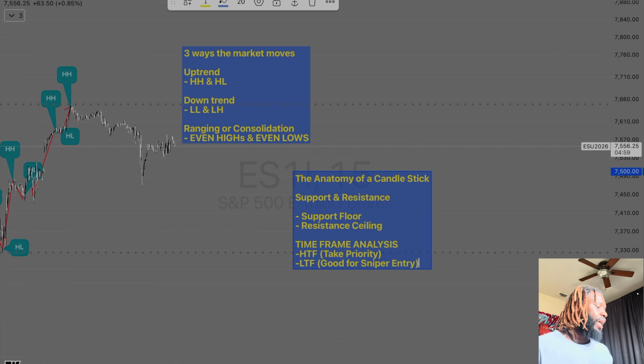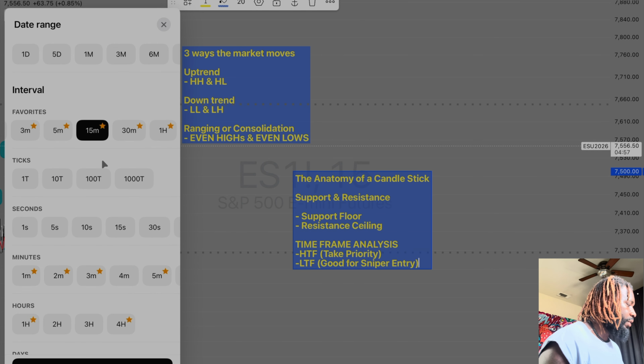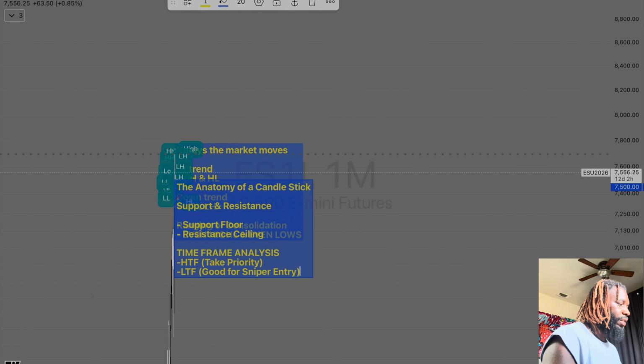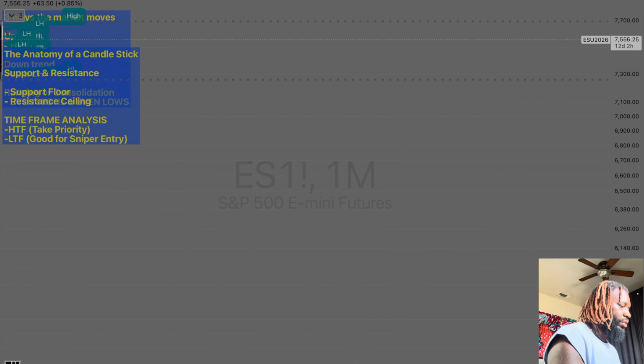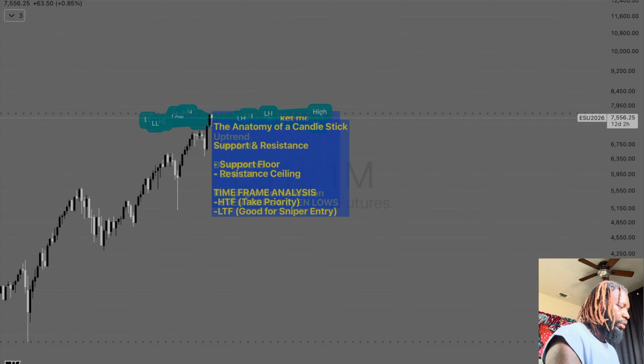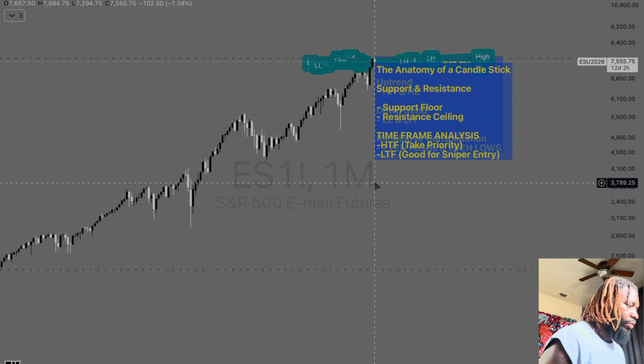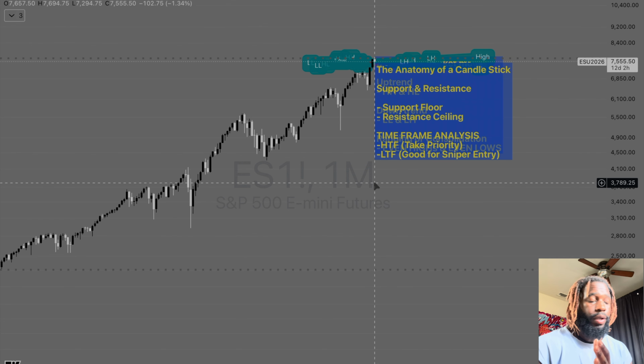Higher time frames I would consider would be, for instance, let's go out to a monthly chart. A monthly chart is absolutely going to be a higher time frame, right? And so we can see each one of these candlesticks is now, which is important, going to represent a whole month of price movement.